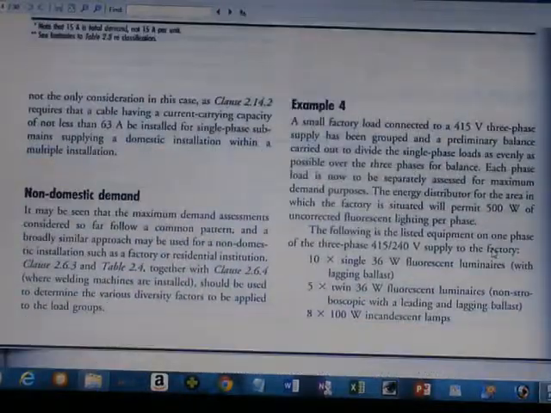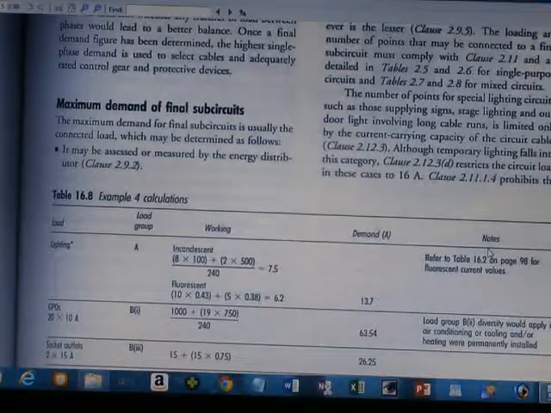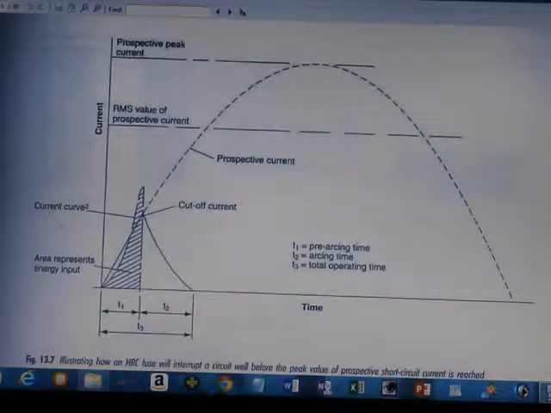So these problems are examples regarding the maximum demand calculation. The next one is that we are talking about short protection. When an electrical fault happens, we have to cut off the circuit before the fault current reaches the maximum value, so the circuit breaker should be appropriate to operate.